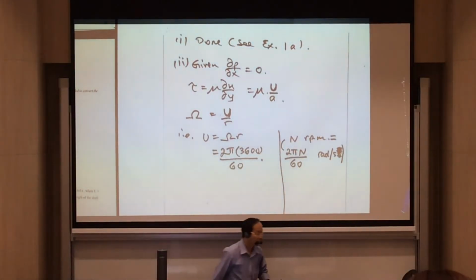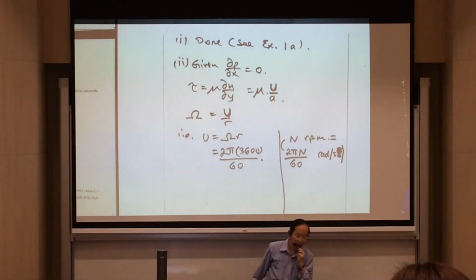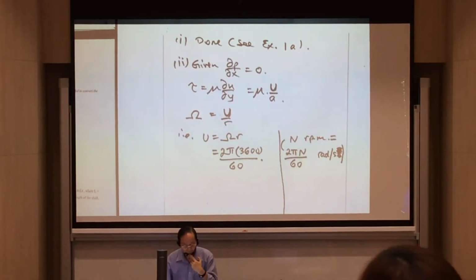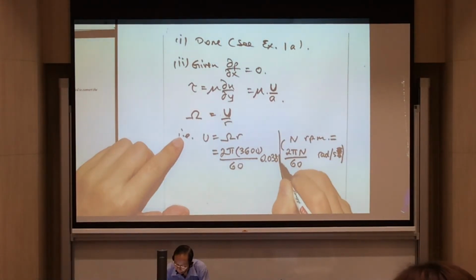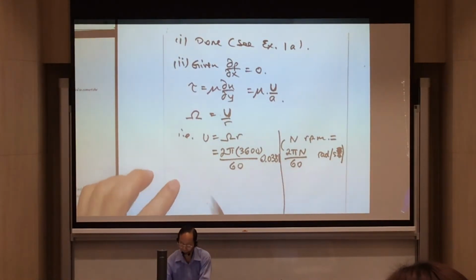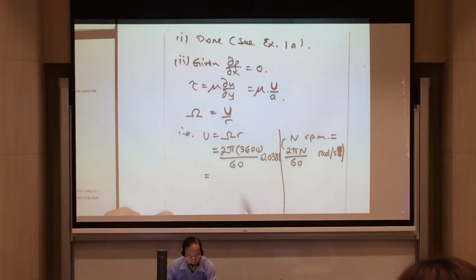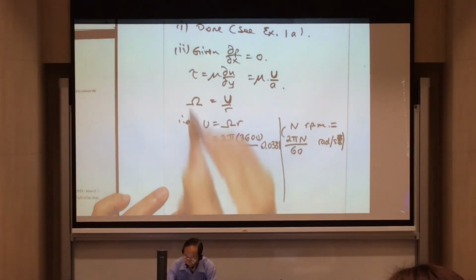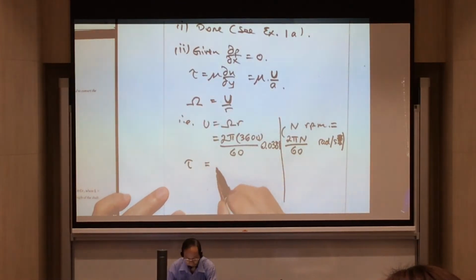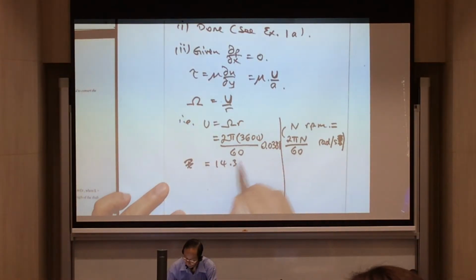In this case you are given the diameter, so we can get the r. Half of it is 0.0381. So you get a number. I simply make it short. So u therefore is equal to 14.336.